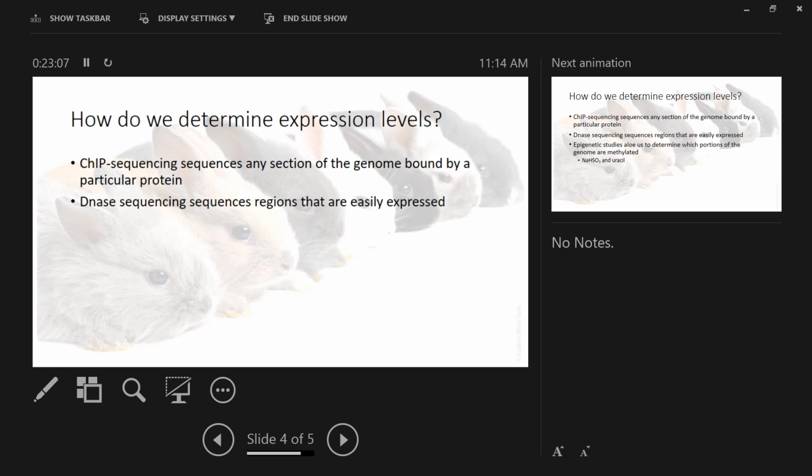Okay, so that's one. We could also do what's called DNase. Why does this keep autocorrecting? It's supposed to be capital D, capital N, ACE, all lowercase.